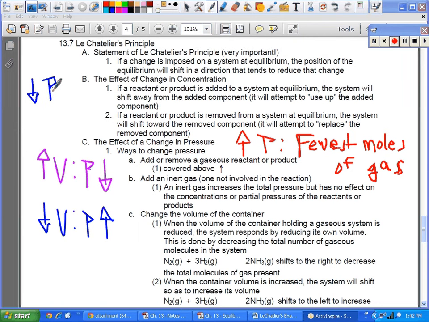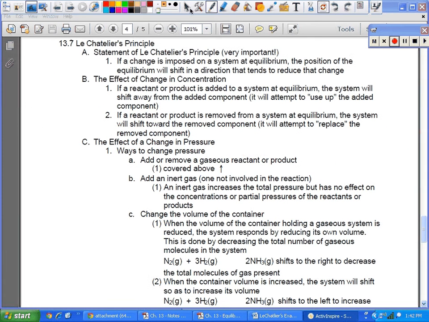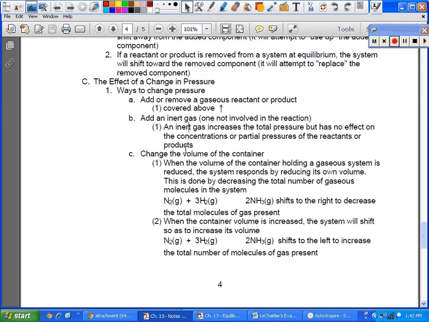Guys, you are going to see these exact types of problems, so be aware of them. Remember, there are two things you can do. You can change the concentration. Will the value of K change? No, but the shift will occur. If you change your pressure, the value of K will still stay the same, but the shift will occur.